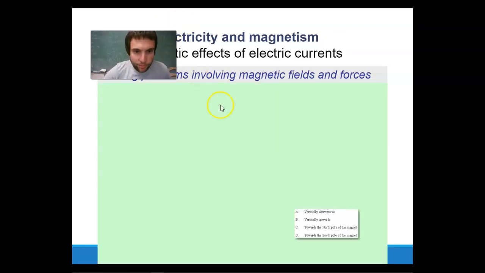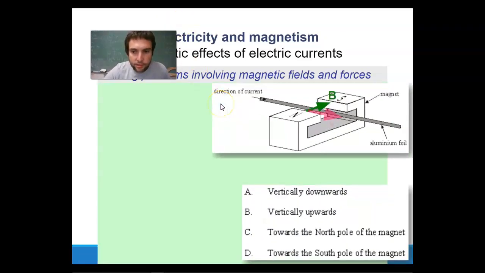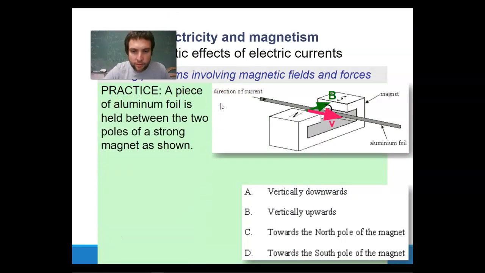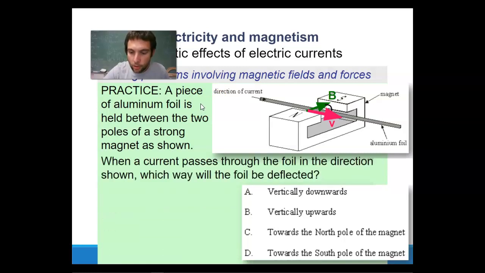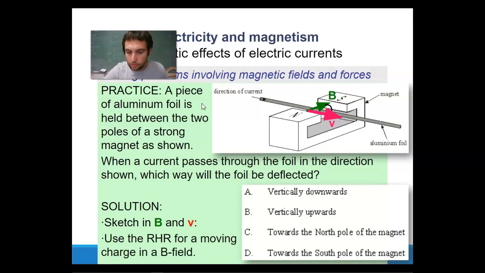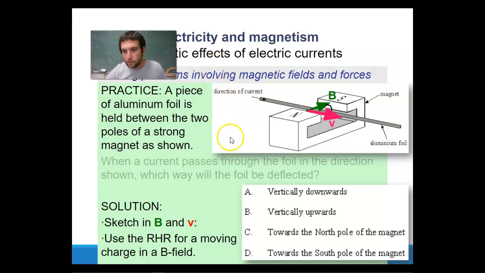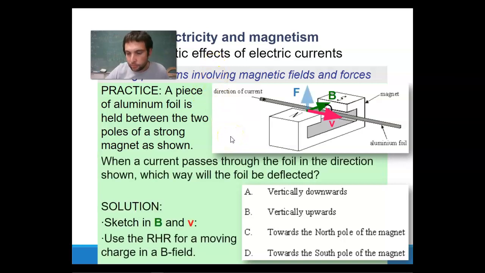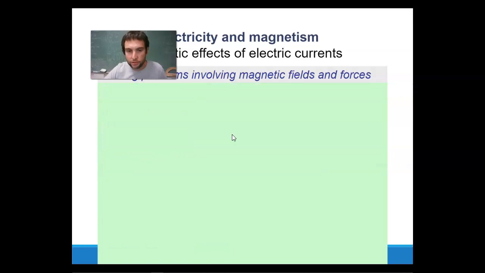All right, a couple multiple choice and we'll be on our way. Let's see, we've got this situation going on. A piece of aluminum foil is held between two pieces of strong magnet as shown. When a current passes through the foil in the direction shown, which way will the foil be deflected? Right hand rule, right? Force is going to be vertically upwards. Hopefully you got that one.